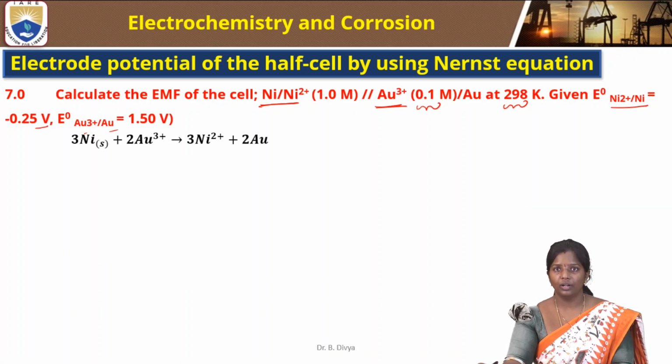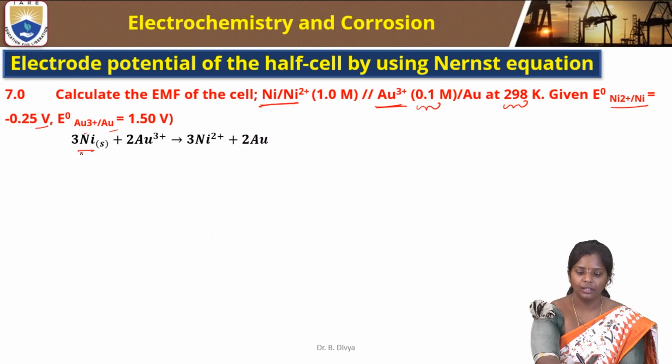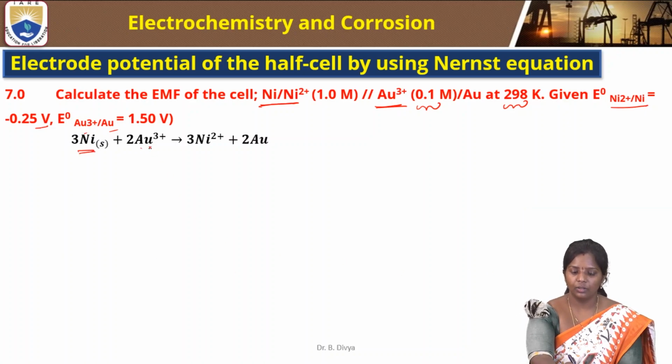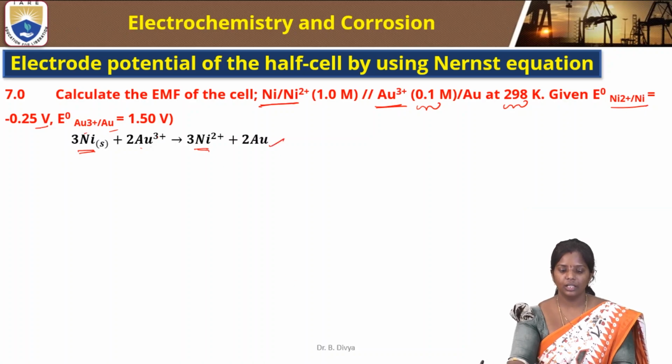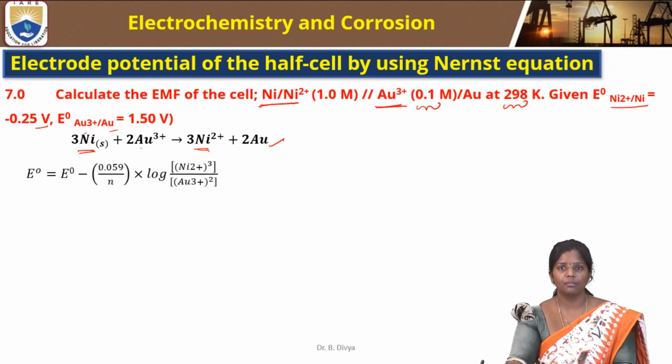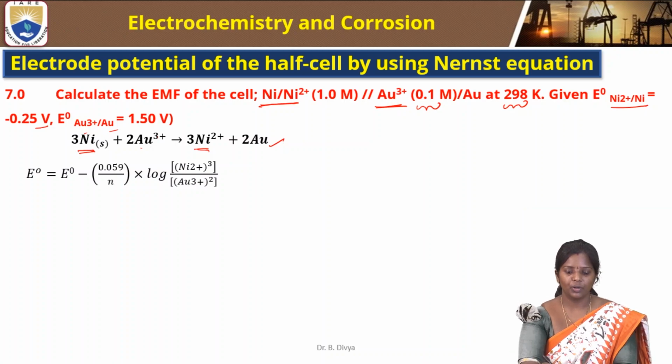So this is the overall reaction: nickel plus Au3 plus gives rise to nickel 2 plus and gold. Here, nickel is going to oxidize, so oxidation is taking place at nickel and reduction is taking place at the gold electrode. So now we will be taking the product.